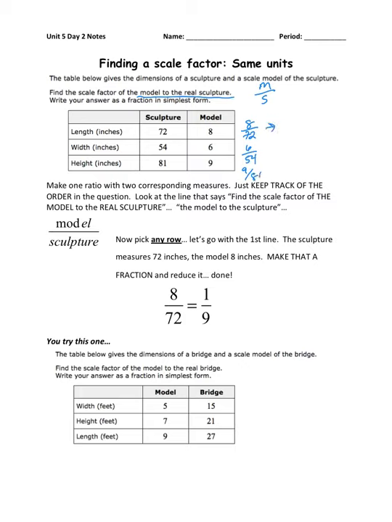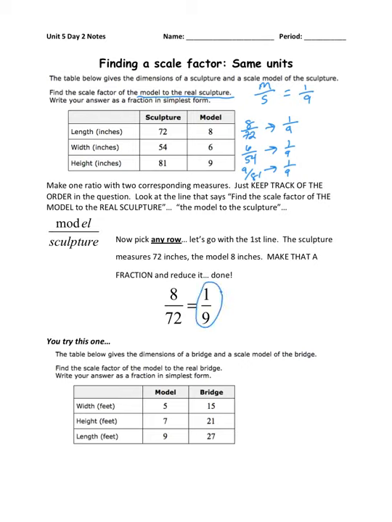So 8 over 72 is 1 over 9. 6 over 54 is 1 over 9. 9 over 81 is 1 over 9. So the scale of the model to the sculpture is 1 over 9. That's what we're looking for. Now look how easy that was. And I've got a whole bunch of stuff down here. I could have picked one row. I did all of them. Okay, so here you go. Not that bad.